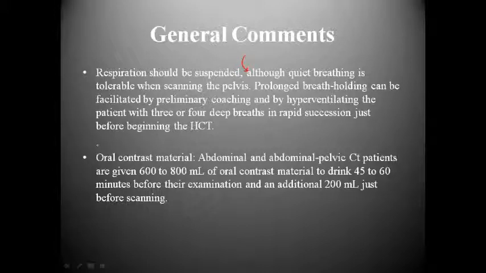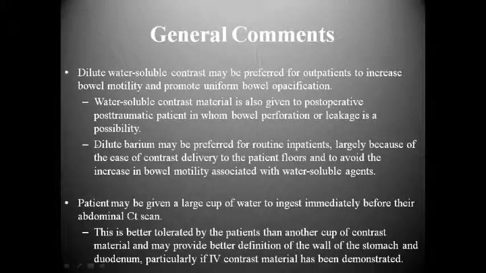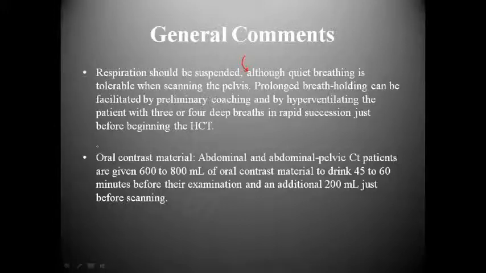Oral contrast material. Abdominal and abdominal pelvic CT patients are given 600 to 800 milliliters of oral contrast material to drink 45 to 60 minutes before their examination, and an additional 200 milliliters just before scanning. However, this 45 to 60 minutes will not allow it sufficient time to actually reach the rectum. That's one of the many things that sometimes we get it wrong.